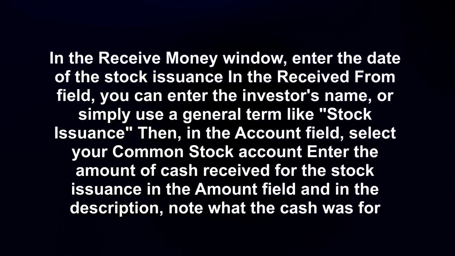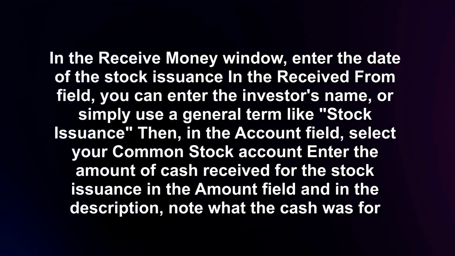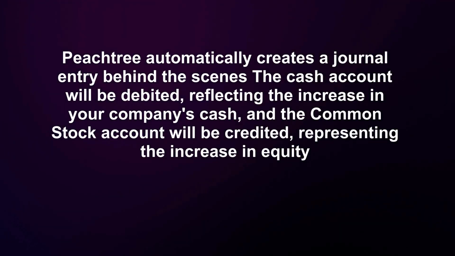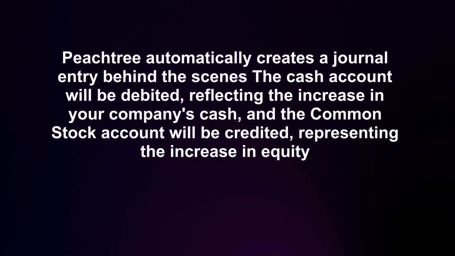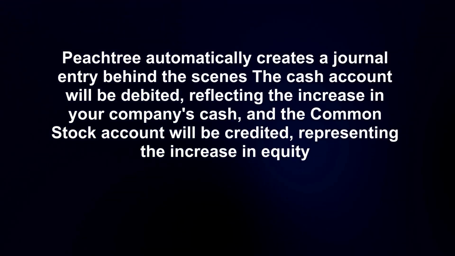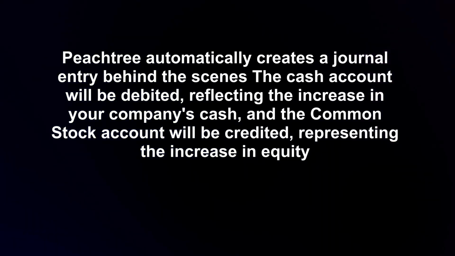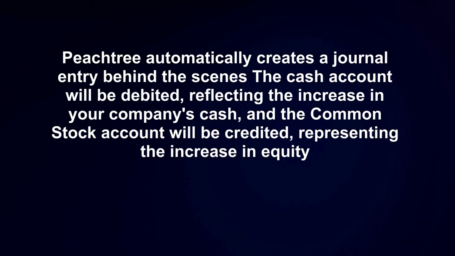Enter the amount of cash received for the stock issuance in the amount field, and in the description, note what the cash was for. Peachtree automatically creates a journal entry. Behind the scenes, the cash account will be debited, reflecting the increase in your company's cash, and the common stock account will be credited, representing the increase in equity.